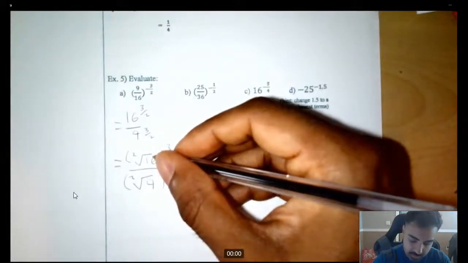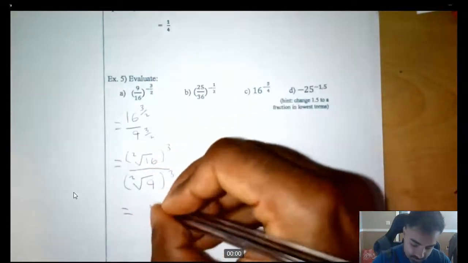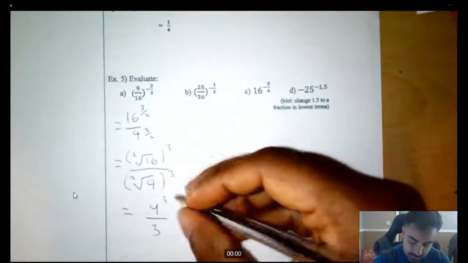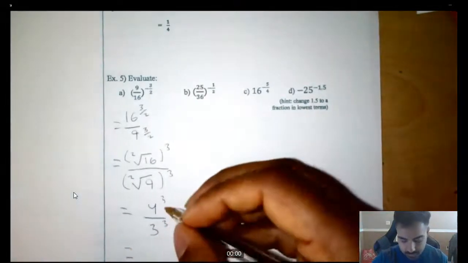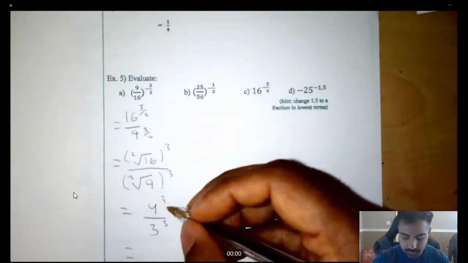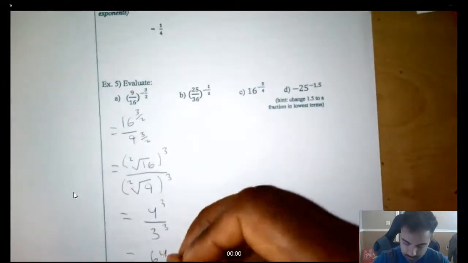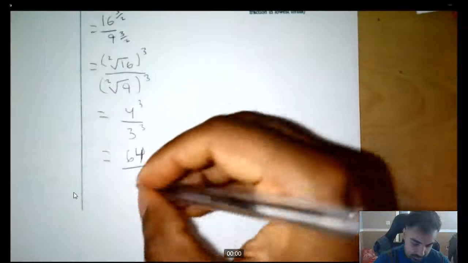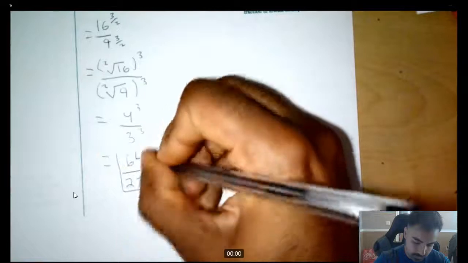So what number multiplied by itself gives you 16? So 4 times 4. So we got 4 to the power of 3 at the top. And then what number multiplied by itself gives you 9? So it's 3. Again, to the cube. So finally, you're going to do the cube root of the top and the bottom. So 4 times 4 times 4 will give you 64. And now we got 3 times 3 times 3, which will give you 27. And that will be our answer.